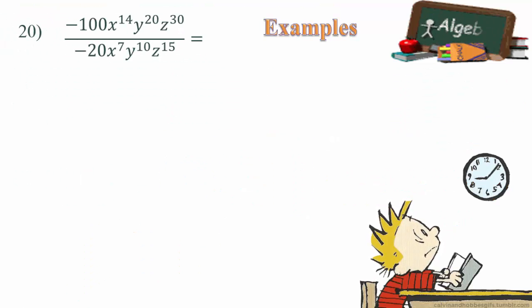In example number 20, we have negative 100x to the 14th, y to the 20th, z to the 30th, divided by negative 20x to the 7th, y to the 10th, z to the 15th. So now again, let's go over to the whiteboard and work this out in detail.